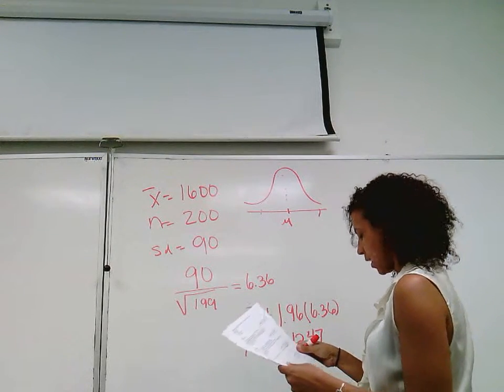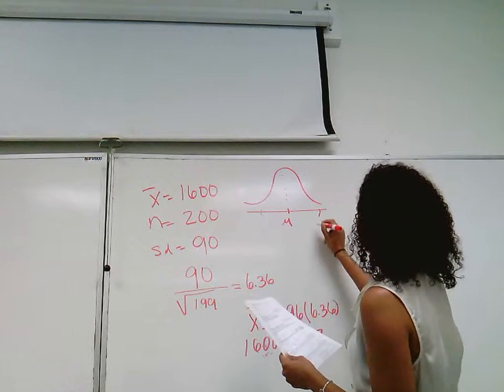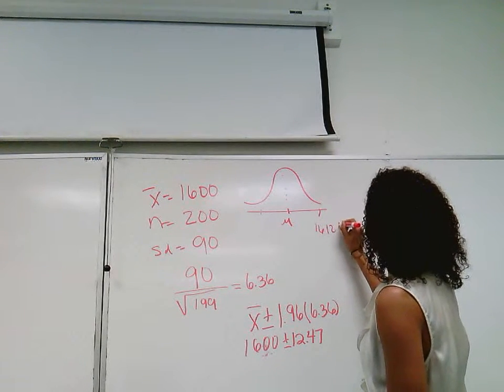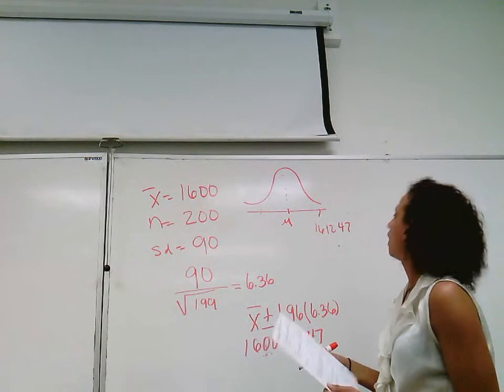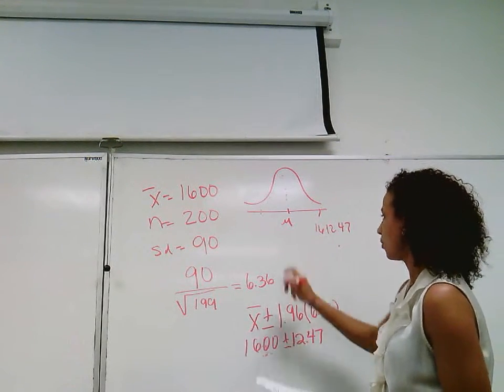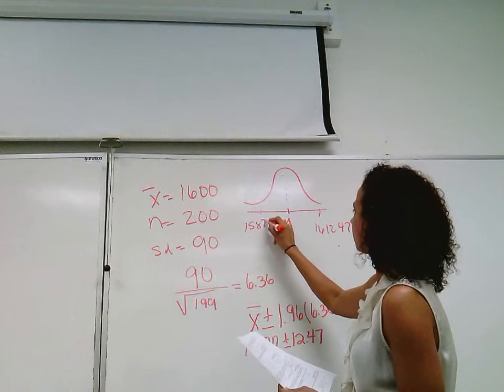When I do the math on that, I find out that I am going to have an upper limit of 1612.47 and a lower limit of 1600 minus 12.47, which is going to give me 1587.53.